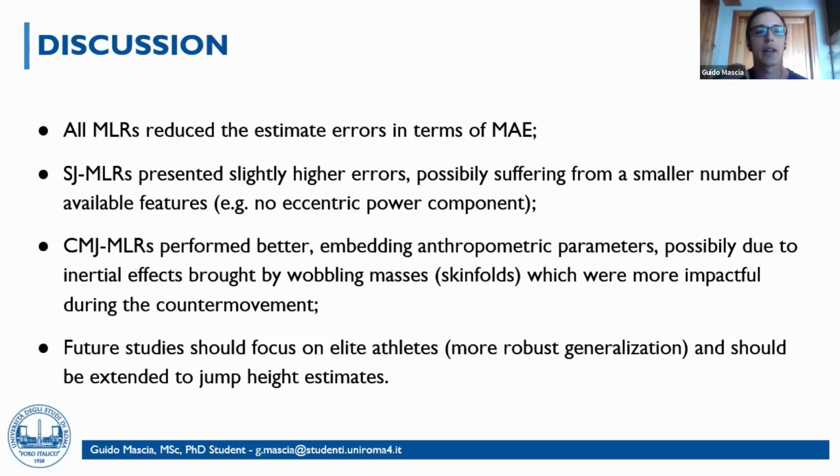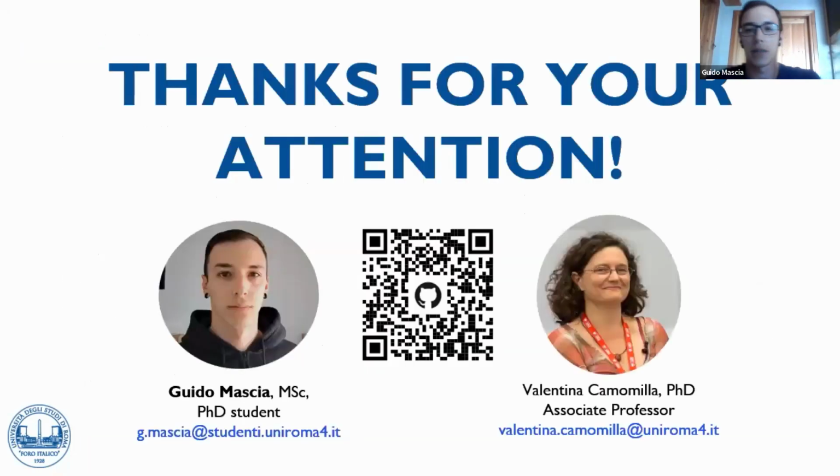The squat jump related ones presented slightly higher errors, possibly suffering from a lower number of available features since there was no eccentric power component in it. Moreover, CMJ's multiple linear regression performed better, embedding anthropometric parameters, possibly due to inertial effects brought by wobbling masses in terms of skin folds, which were more impactful during the countermovement phase. And future studies should focus on elite athletes because we did not recruit elite athletes, for a more robust generalization. And these kinds of studies should be extended also to jump height estimate.